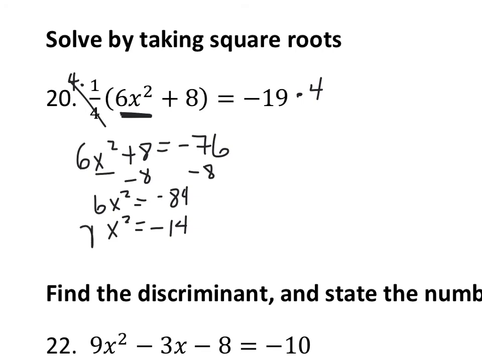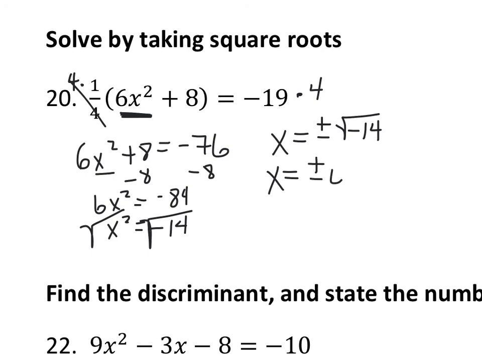Now I'm ready to take the square root. So when I take the square root of both sides, I get x equals plus or minus the square root of negative 14. Well, remember, if you have a negative number underneath your root, then that's going to be i. We're going to use our imaginary number. Okay? So plus or minus i root 14. And since I can't simplify root 14 anymore, I'm just going to leave it as root 14.